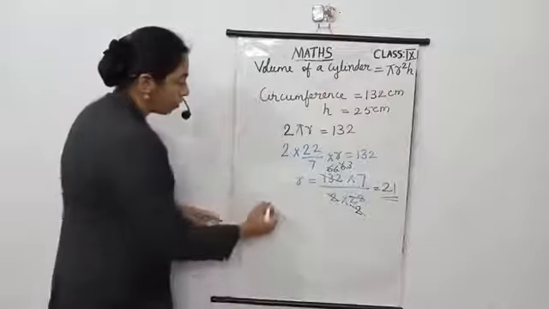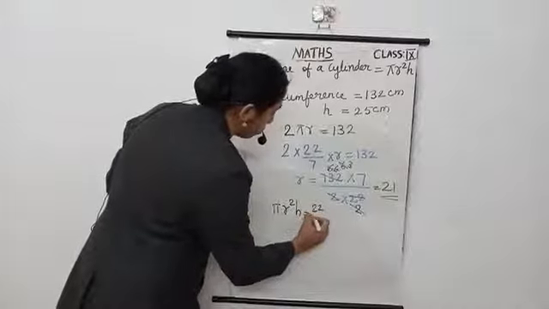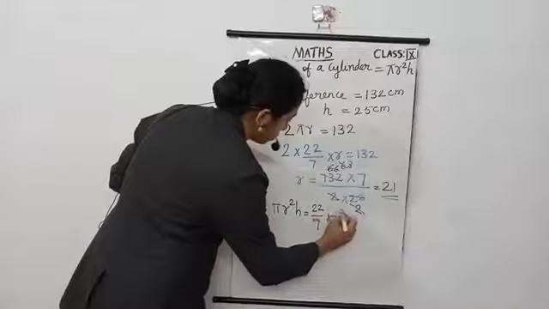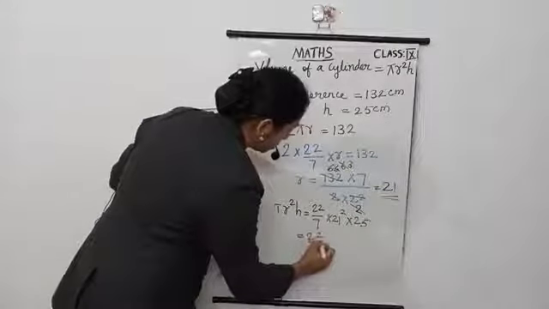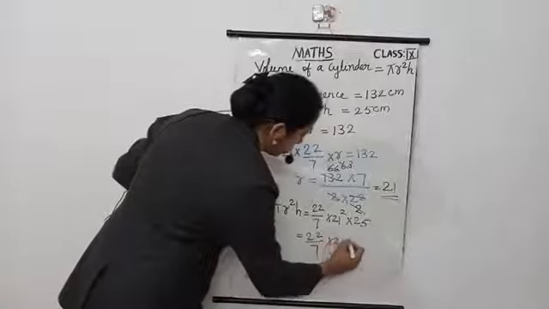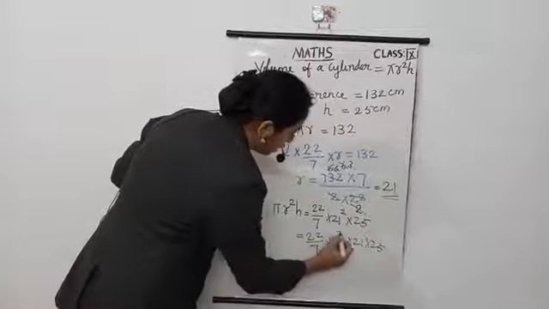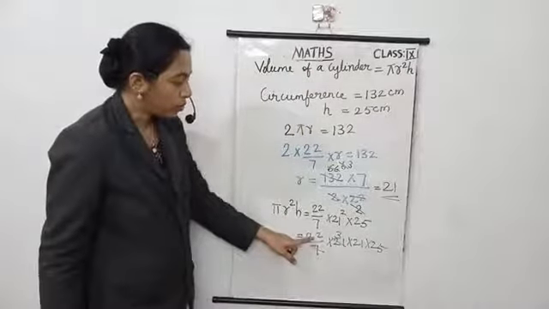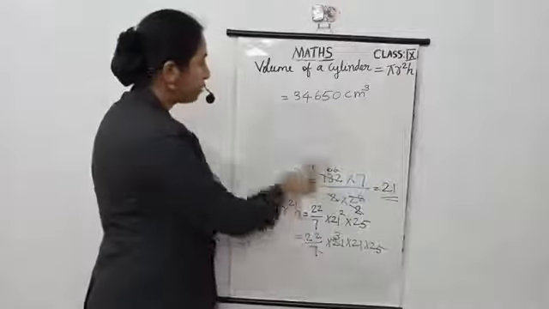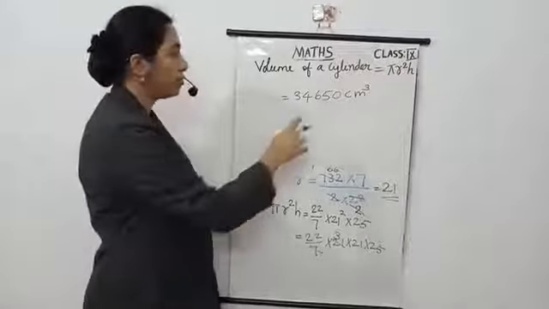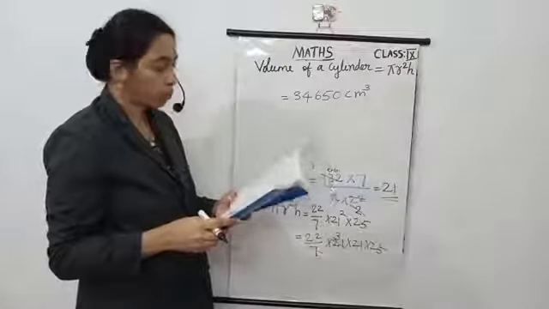We get the volume. So volume is equal to pi r square h equal to 22/7 into 21 square into 25. Now this is equal to 22/7 into 21 into 21 into 25. 7 3s are 21. Now multiply 22 into 3 into 21 into 25. So after multiplication we get 34,650 centimeter cube. And given in bracket, 1000 centimeter cube equal to 1 liter.